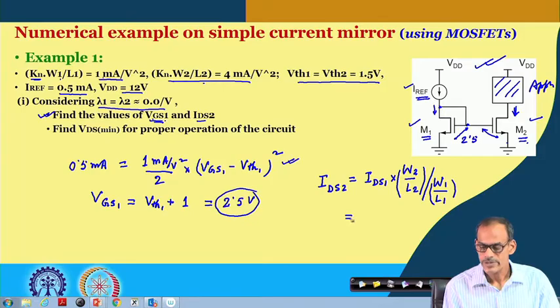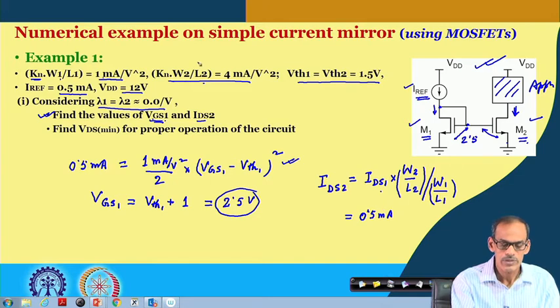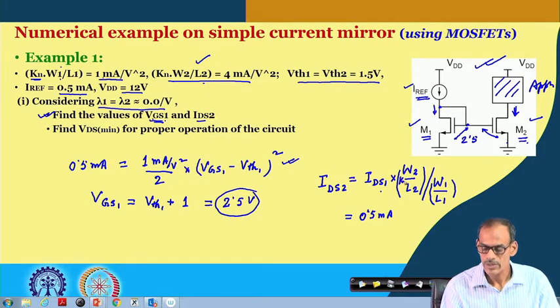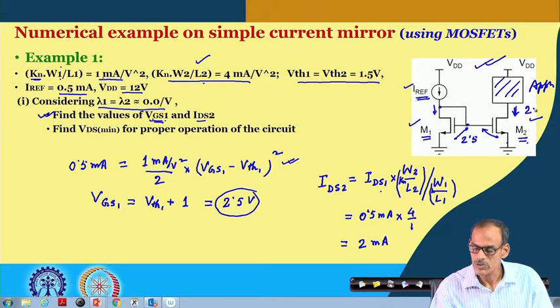From this we can see that IDS1 is 0.5 milliampere, and if you take the ratio of K into W by L and K into W by L, in fact we have K here and K here, so they get cancelled, and then the W by L ratios come to 4 by 1. That gives us IDS2 equals 2 milliampere. So, the current flow here is 2 milliampere.